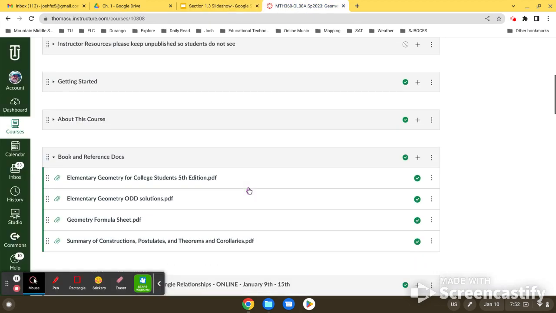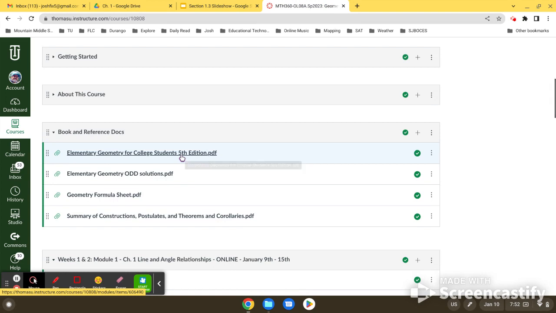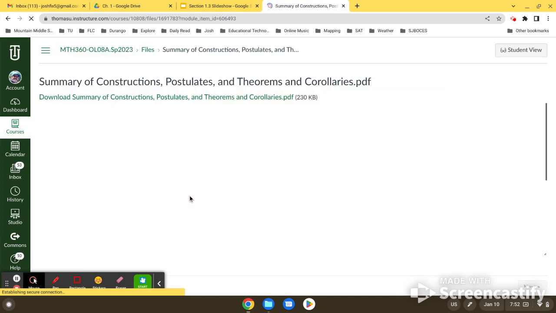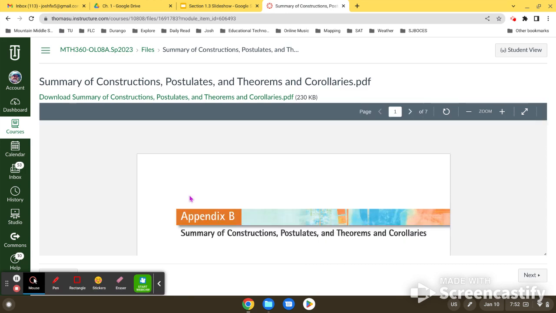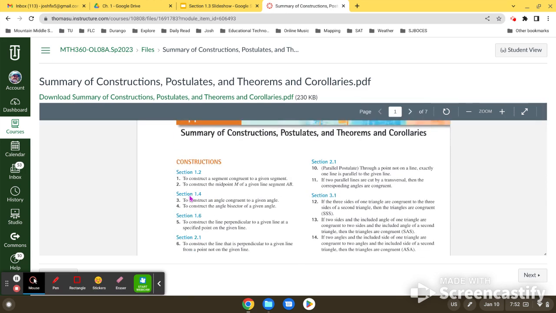We have the textbook, and I do not print that. We have the odds. I don't see any reason to print that. But then we have the geometry formula sheet, which I talked about in the welcome video. And then we have the constructions, postulates, and theorems and corollaries. This is the document that I think would be of great value to print out, or at least have bookmarked, so you could have that pulled up and use it as a reference.